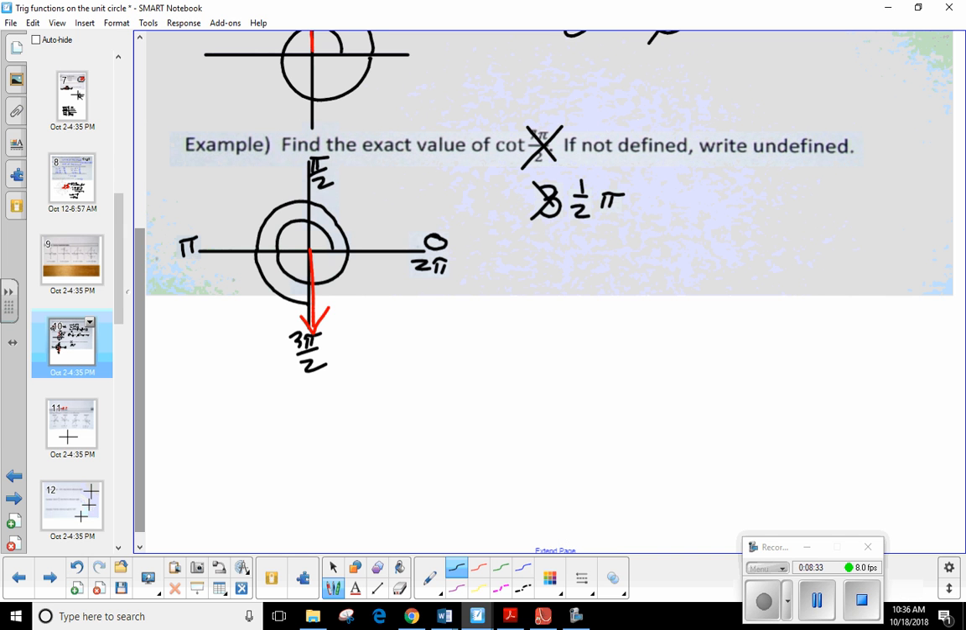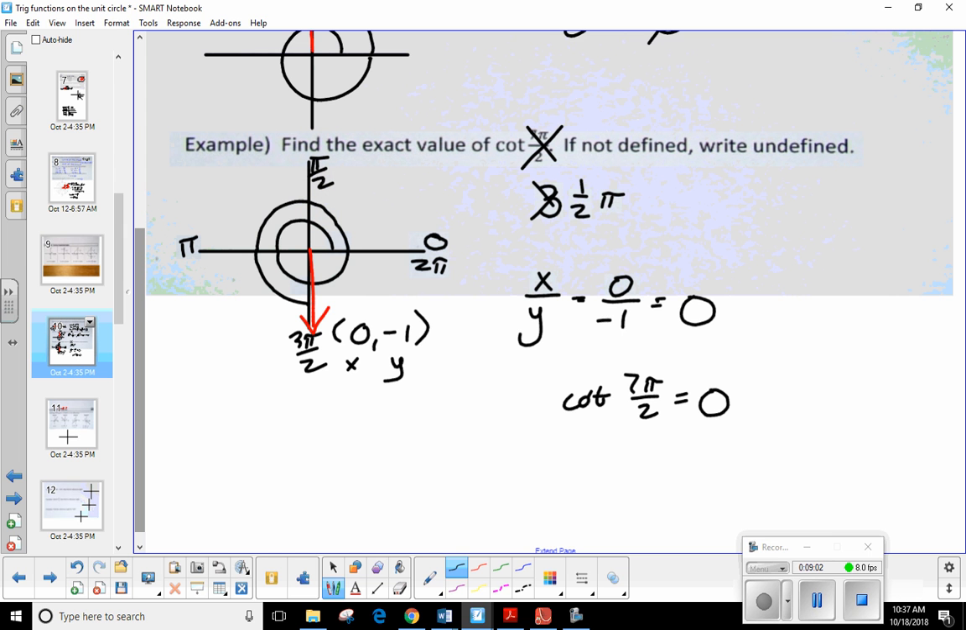So the 7 pi over 2 has done its job. It's told me where to stop. Now what's the ordered pair there? The ordered pair on the unit circle there would be 0, -1, right? There's my x, there's my y. So I want the cotangent. Well, what's the ratio for cotangent? Yeah, this was x over y. So I want to take the x value and divide by the y value. That would be 0 divided by -1. Well, that would give me 0. So the cotangent of 7 pi over 2 is 0.